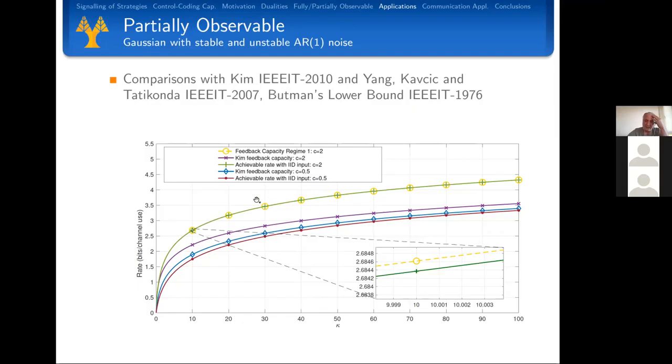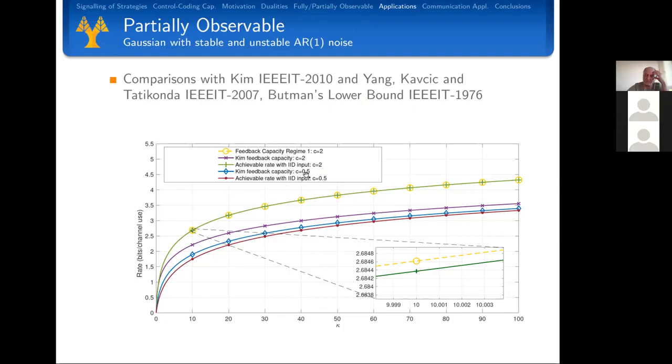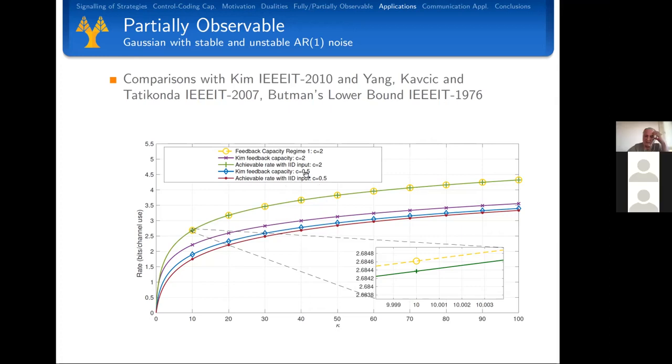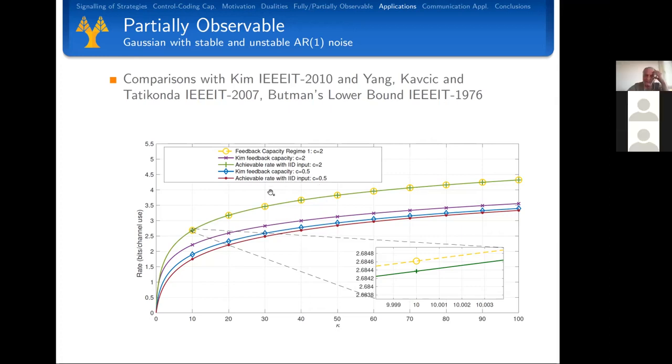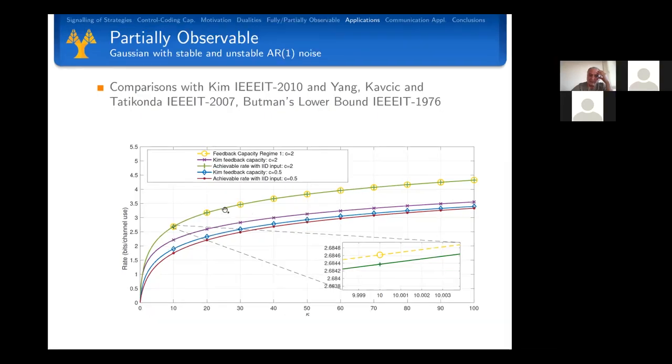Surprisingly, it is not so. Here we have the lower curve, which is the achievable rate of stable IID input, non-feedback. This blue curve here is Kim's feedback capacity for pole at 0.5, okay? And the next level up is this one. This is for C equals 2. And here we are up here.